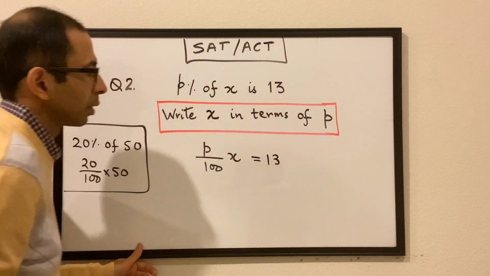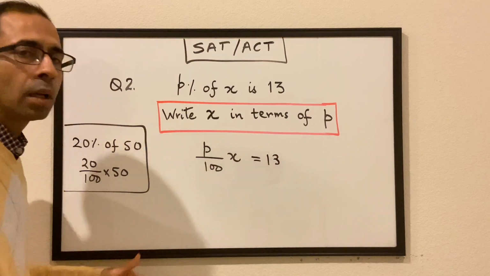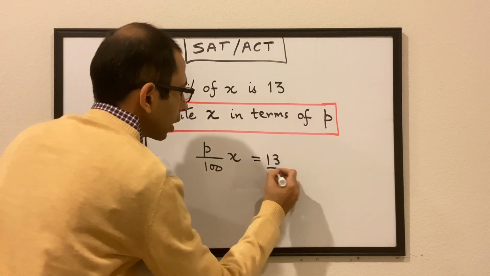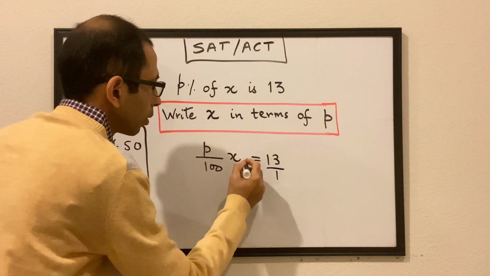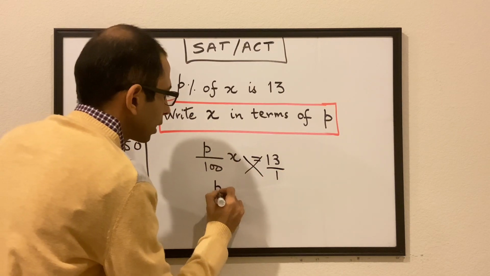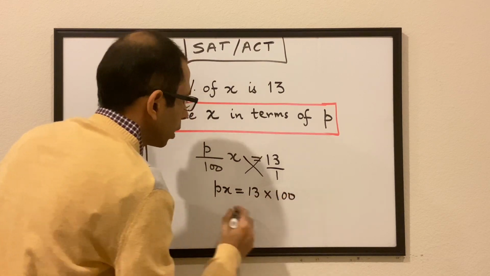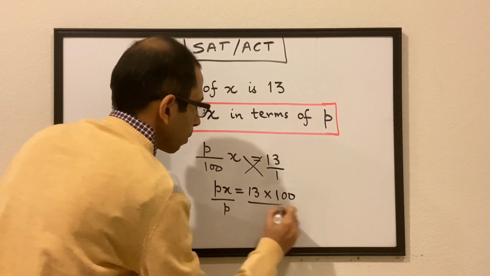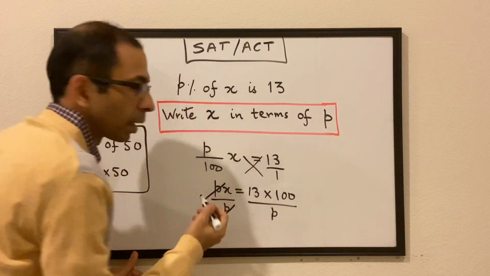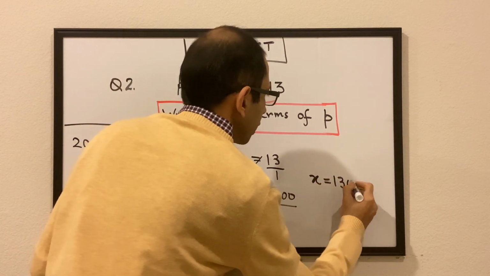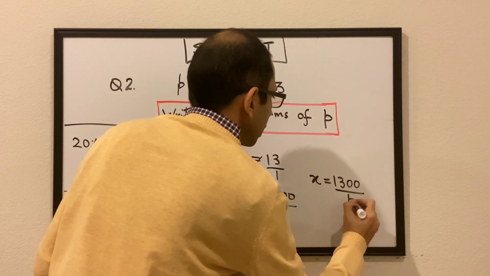So this is what is given. P over 100 x is equal to 13. All we got to do is to write x in terms of p. Obviously we can do cross multiplication, and we get px is equal to 13 times 100, and then we divide both sides by p to get x, which is x is equal to 1300 over p.